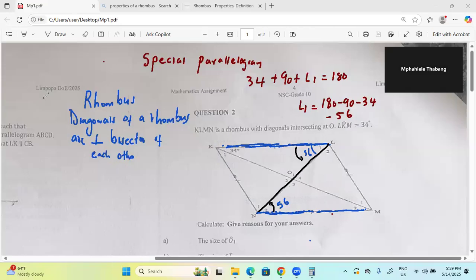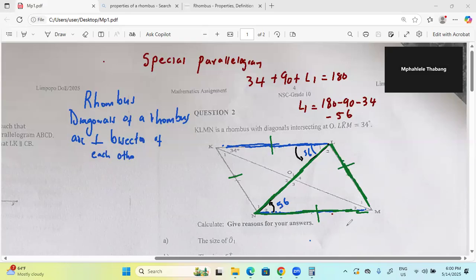Okay, now I go to this triangle. Let me focus on this triangle here, LMN. This triangle here, okay? I know that this guy equals this guy. Remember, I said all sides of a parallelogram are equal. All these guys are equal, but I want to focus on LM and NM. So LM and NM are equal.